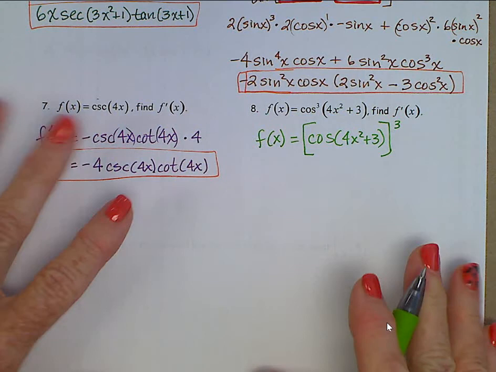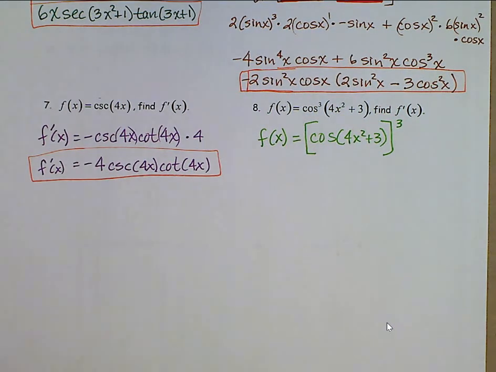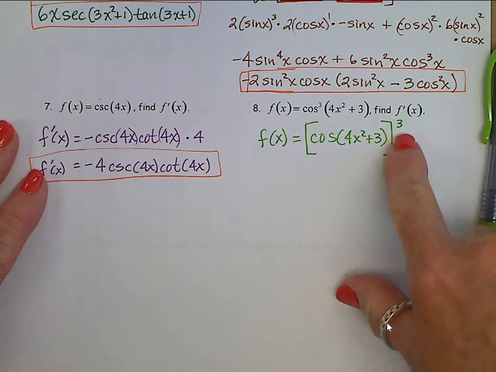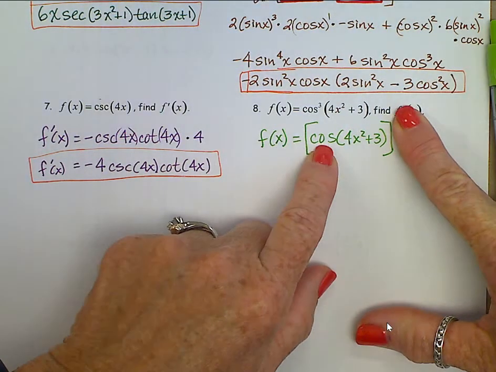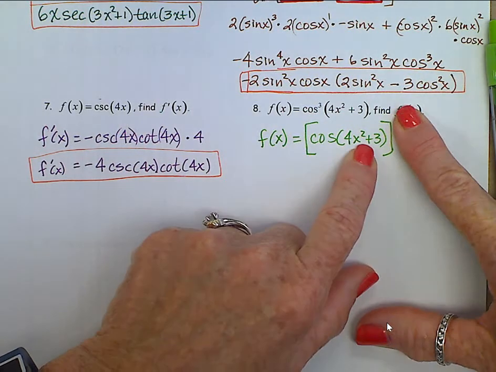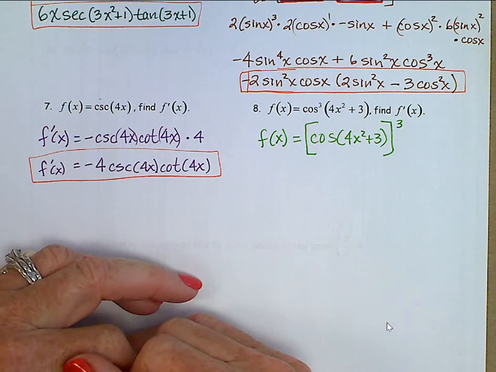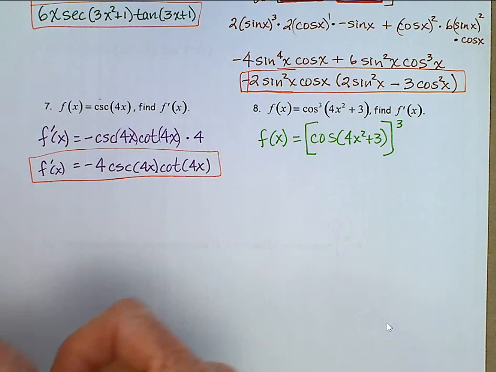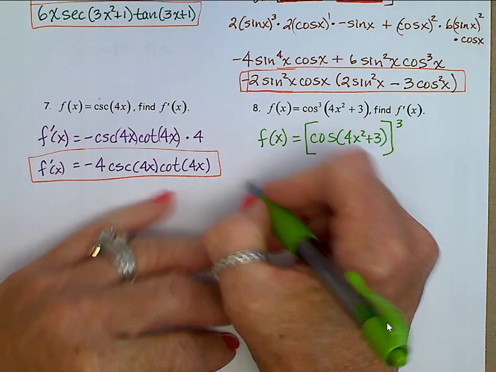And when you look at this, I need you to see that that is 3 nested functions. Cubic on the outside. The next layer in is the cosine, and the next layer in is this quadratic. So there are 3 functions here, and we'll have to do a chain rule starting on the outside and work our way in. So it's a double chain rule. f prime then.